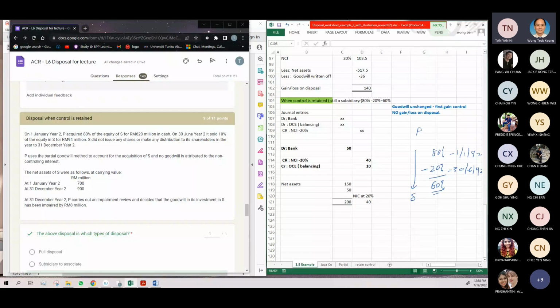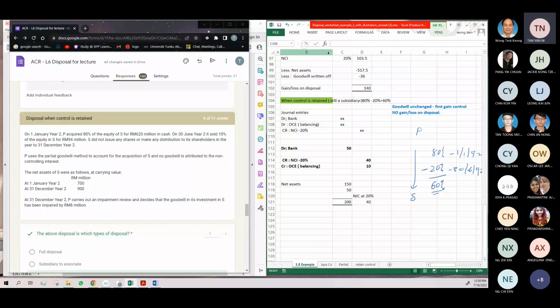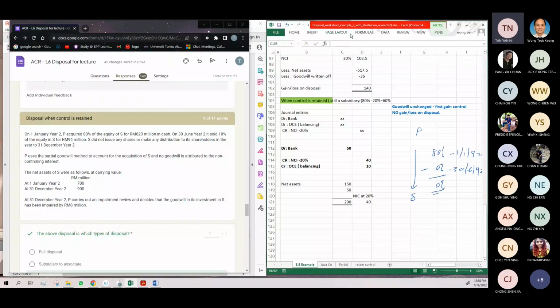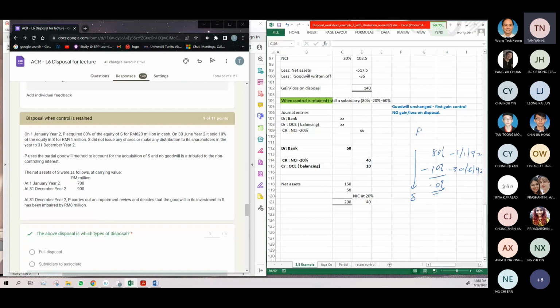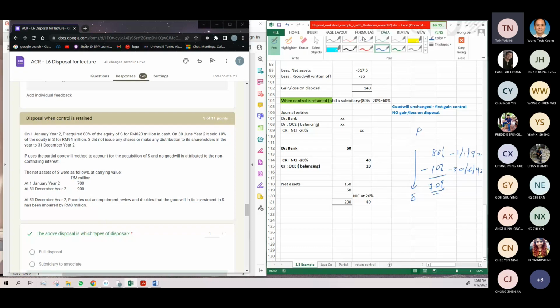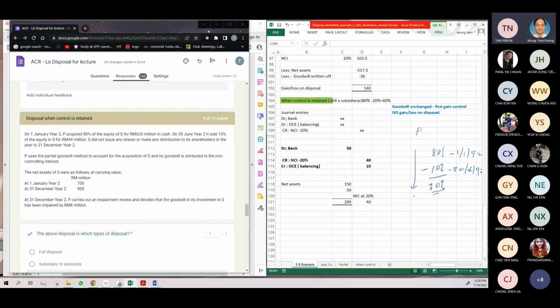So you have to compute the NCI at 30th June, the day of disposal. You sold 10% of equity, not 20, okay, 10%. Nobody picks up the 10%, so you have 70%. This is the S. So it retains control. From 80% it becomes a 70% subsidiary.